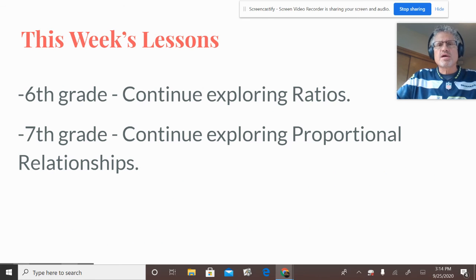Coming up next week, we started ratios in 6th grade, so we'll be continuing that next week, going into things like part to part and part to whole ratios. Ask your kids about that. It's pretty cool. In 7th grade, we'll continue exploring proportional relationships in table formats, and then move our way into graphing in the coming weeks.